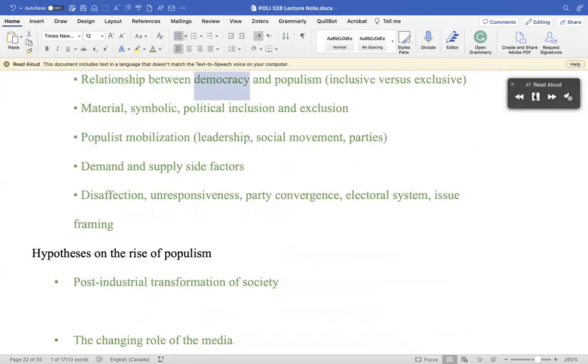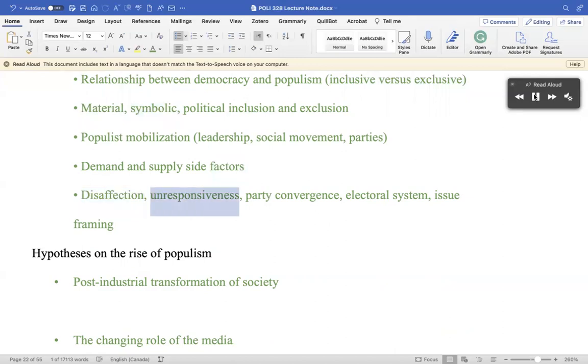Relationship between democracy and populism: inclusive versus exclusive. Material, symbolic, and political inclusion and exclusion. Populist mobilization: leadership, social movements, parties. Demand and supply side factors.